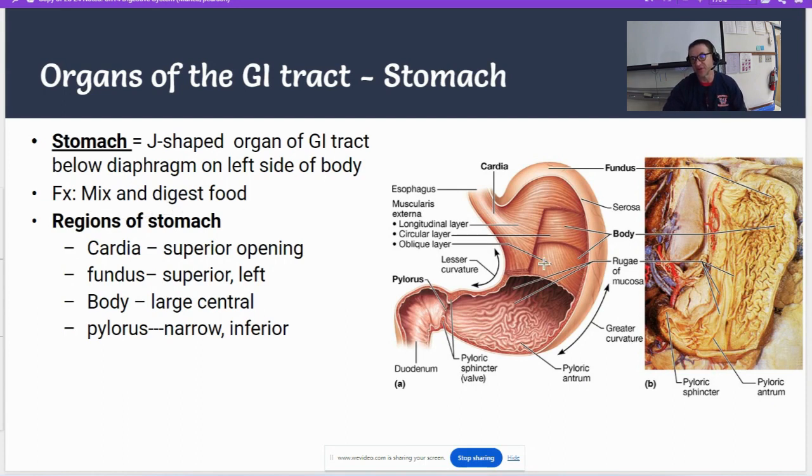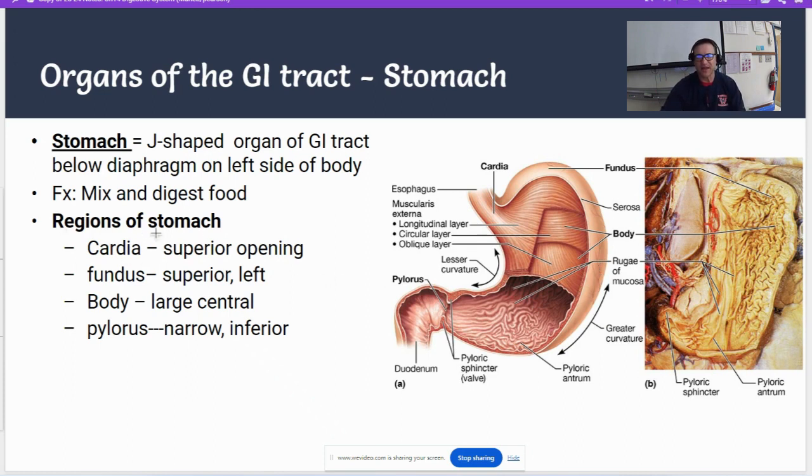So food's going to stay in here for a while. It can get up like even over 2 hours. And its main function is to help break down proteins, because the hydrochloric acid in the stomach, it does what's called denatures the proteins. It changes their shape. It kind of opens them up. And now they're more easily able to be broken down into their amino acids.